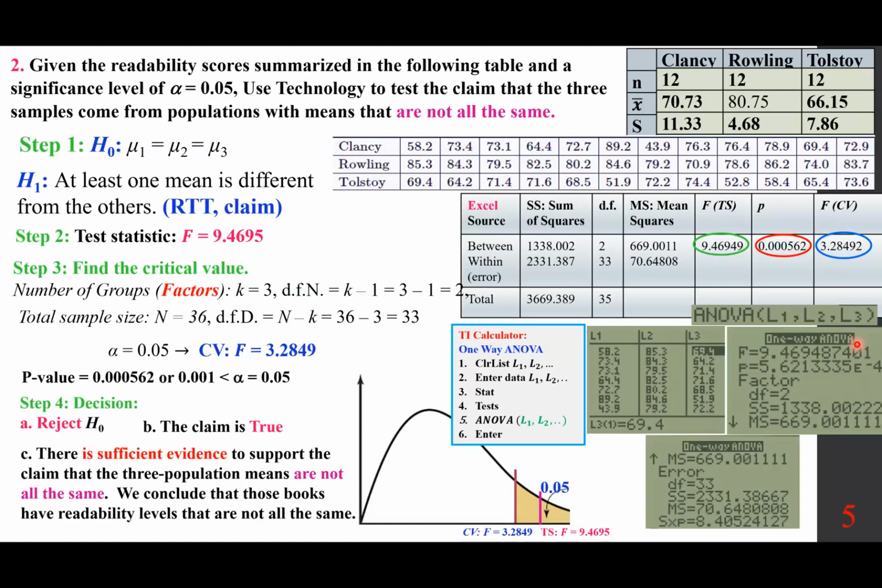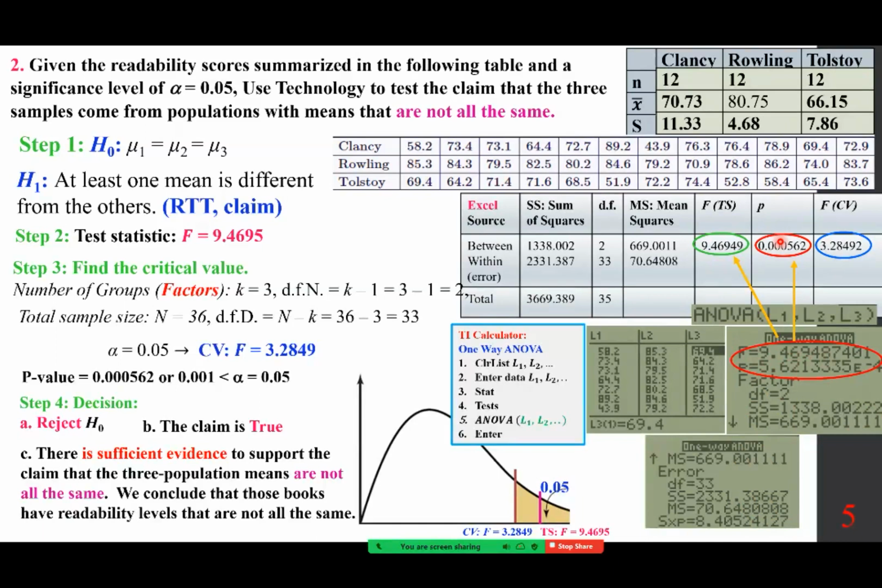So take a look at this information and compare and contrast to what we have from Excel. Let's see what is given. This gives you the test statistic for the F value, and this gives you the P value. Please understand this is 5.621 times 10 to the power of -4. This one is what the Excel gave us.